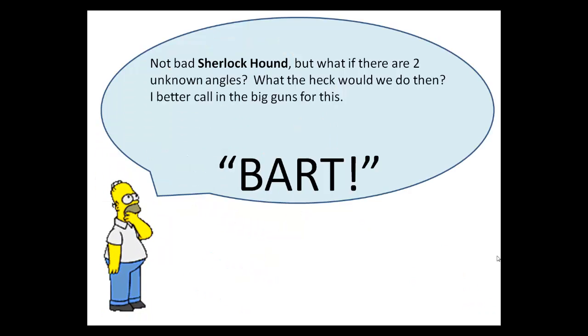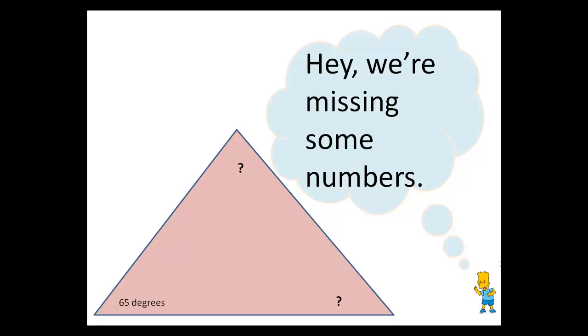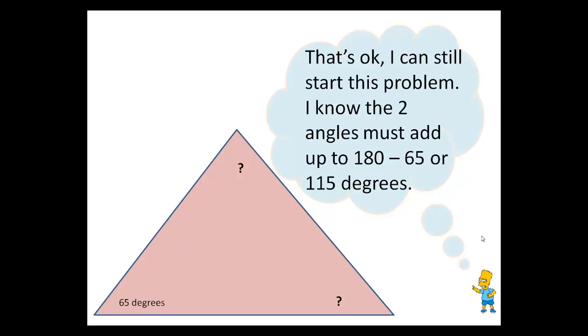And as Homer says, not bad, Sherlock Hound, but what if there are two unknown angles? What the heck would we do then? As Homer says, I better call on the big guns for this. And Bart notices something right off the bat. We're missing a couple of numbers in our triangle. But that's okay. Bart says he can still start the problem.